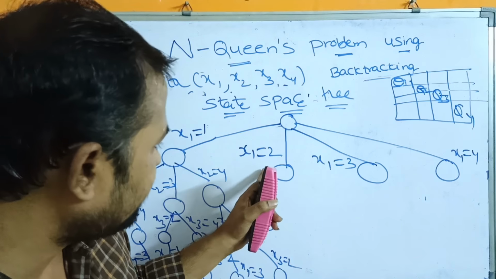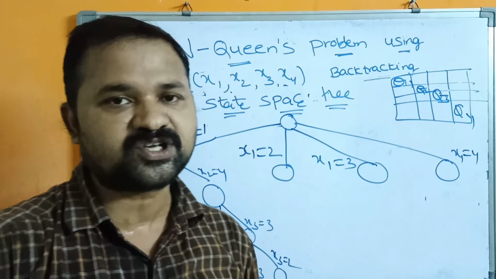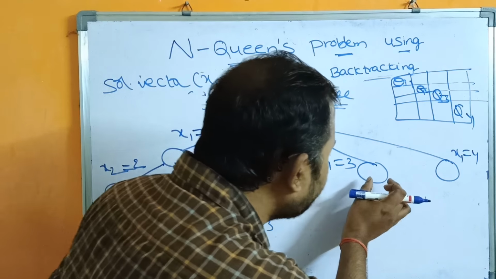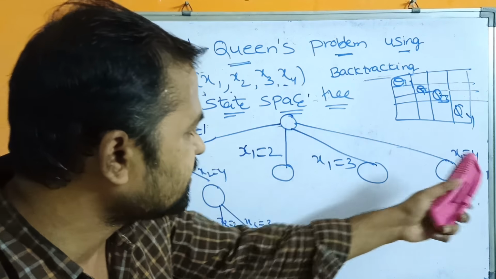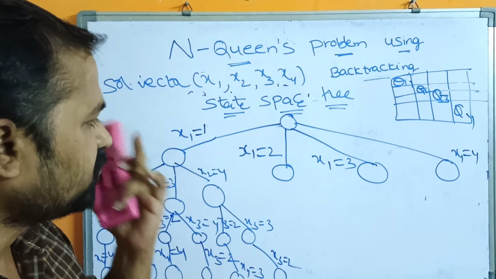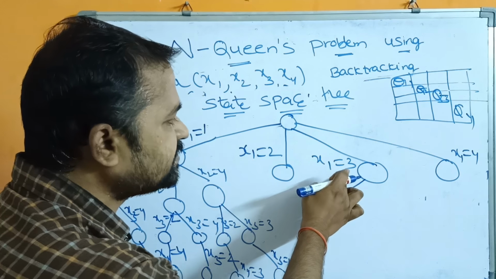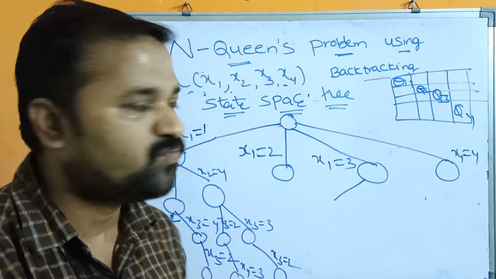So for x1 is equal to 2, for x1 is equal to 3, for x1 is equal to 4 also we have to draw the diagram. For space constraints, what I am doing is, I am drawing for x1 is equal to 3 only. Likewise, you can draw for x1 is equal to 2 as well as x1 is equal to 4 also. Here 3 is over. So what are the remaining positions? Remaining cells 1, 2, 4.